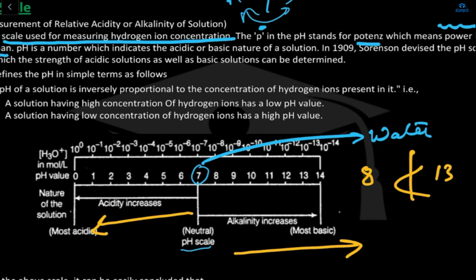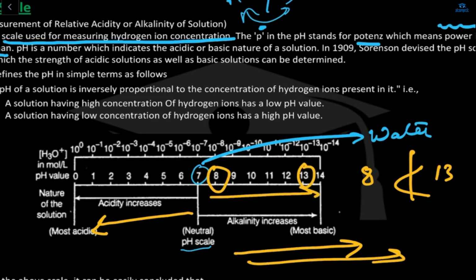I asked what is more basic over here. Because if you are going this way, the acidity will increase. So 8 will be more basic or 13 will be more basic? 13, because on this side basicity will increase, and on this side your acidity will increase. So if 0 is more acidic or 3 is more acidic, 0.